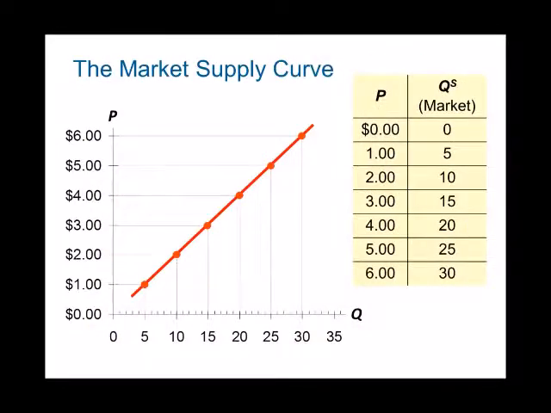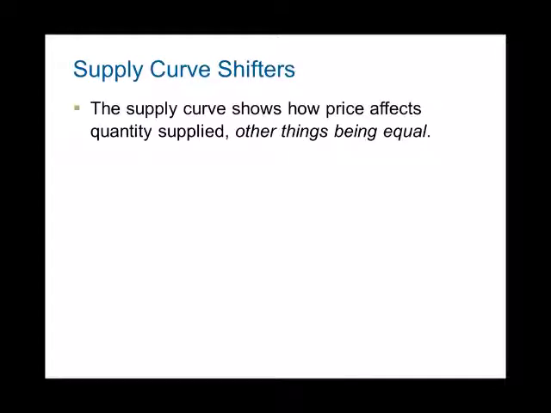Now when we plot the market quantity supplied against price on a graph, we get a straight line like that. The straight line is also obeying the law of supply because as price goes up, the quantity supplied also goes up. So we have the market supply curve. Just like the demand curve, there is a positive relationship between price and quantity supplied, all else being equal.